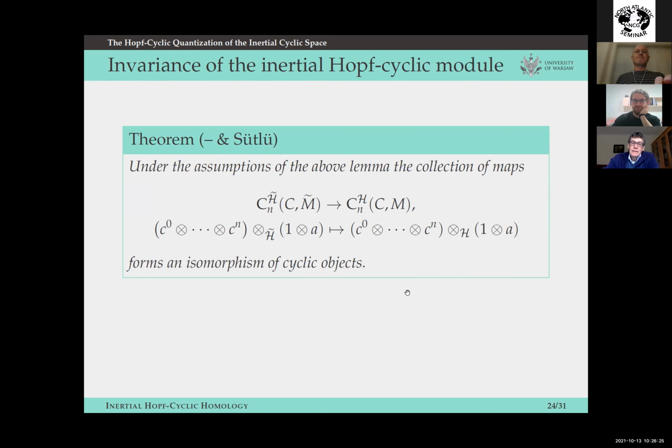Could you go further? Okay. So the next theorem says what is the result of this invariance on the level of the corresponding inertial Hopf-cyclic module. Under the assumptions of the above lemma, the collection of very easy, obvious maps related to the base change, to the change of the Hopf algebra in this construction, forms an isomorphism of cyclic objects. So this is quite an interesting point, because it reminds us of this situation from classical topology.